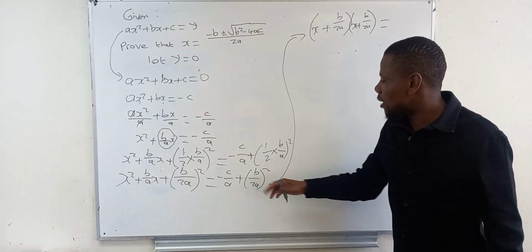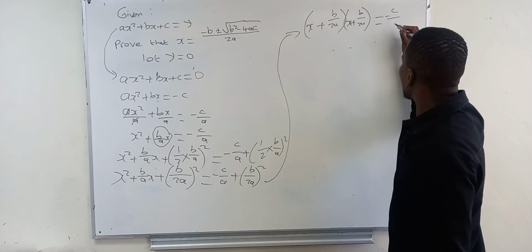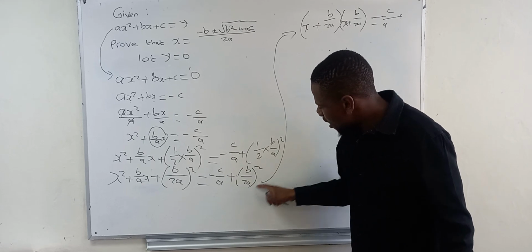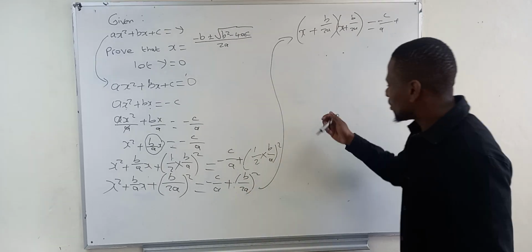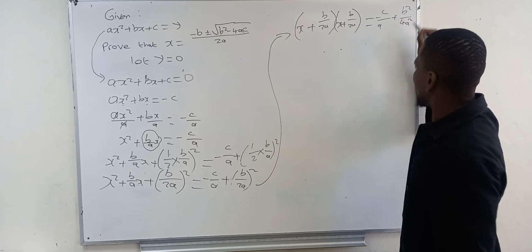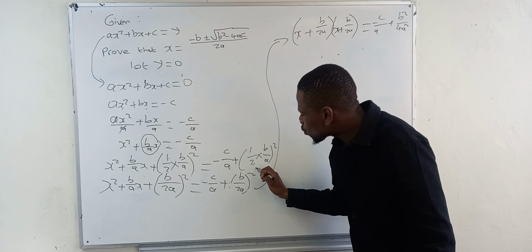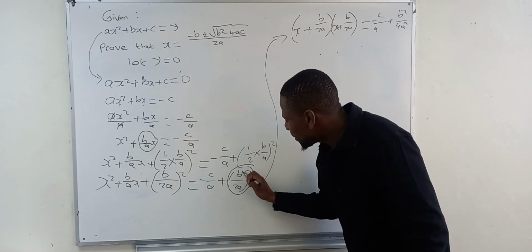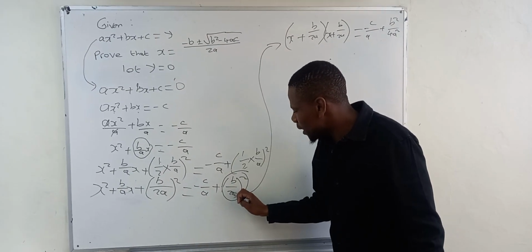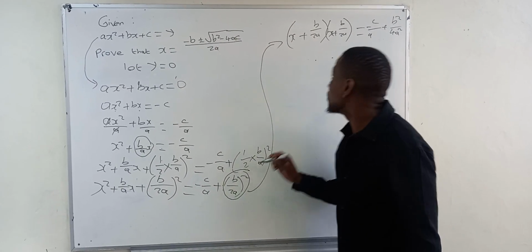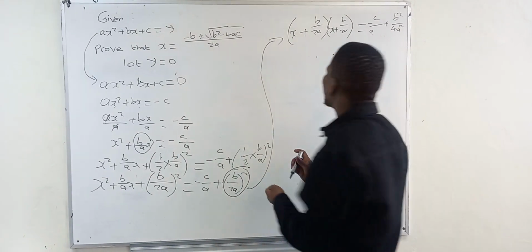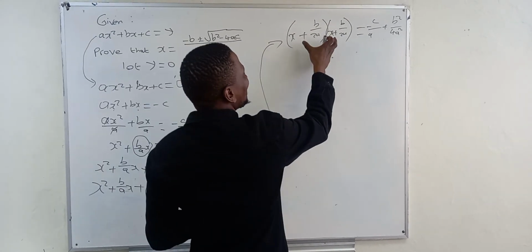So on the right hand side, we'll be having what? Minus c over a plus, then you simplify this bracket, then will be b squared over 4a squared. So you have to note, guys, you square everything in this bracket. The b, you square it, and the denominator, we have 2a. So if you square 2a, it will be 4 and then a squared. We have 4a squared. So from now, we have two brackets.